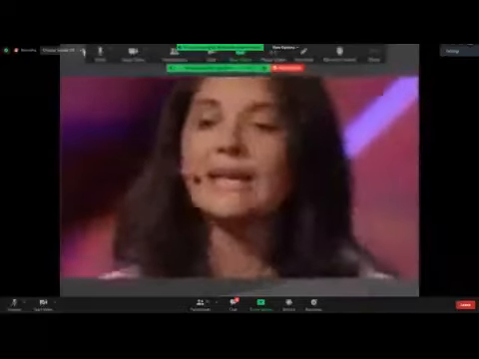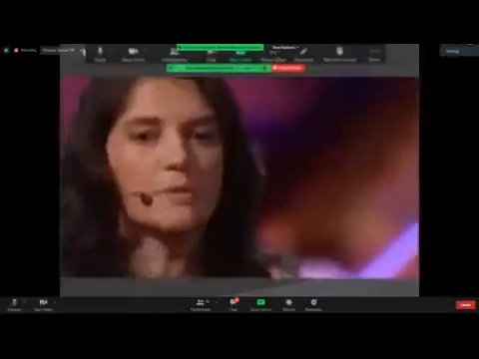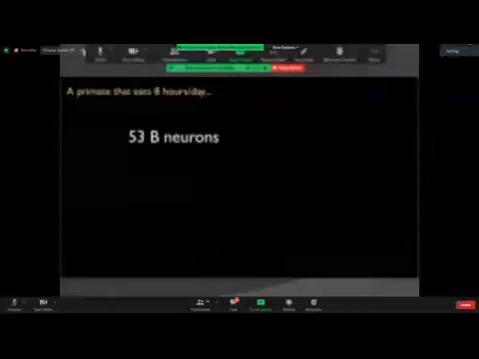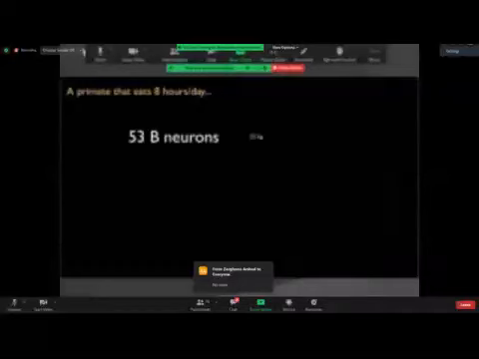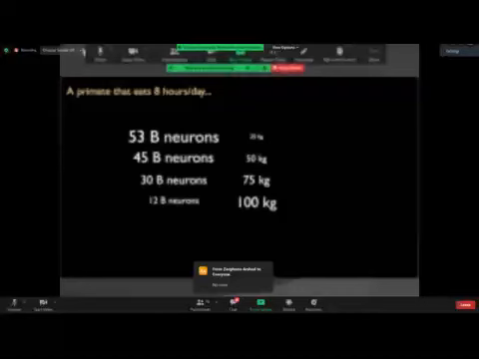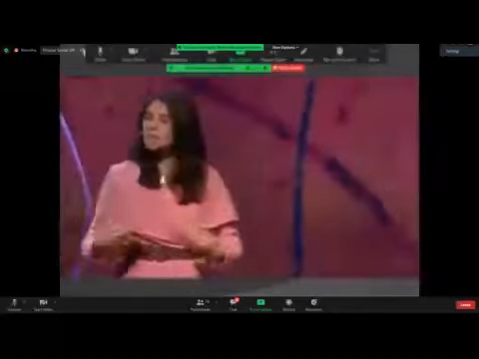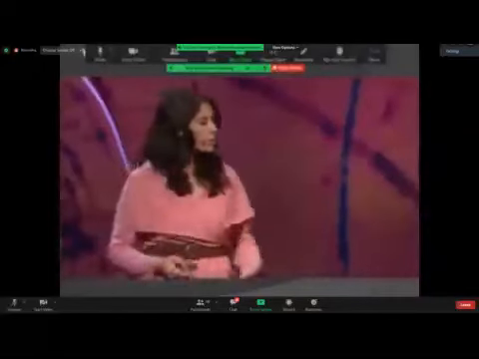And what we found is that because neurons are so expensive, there is a trade-off between body size and number of neurons. So a primate that eats 8 hours per day can afford at most 53 billion neurons, but then its body cannot be any bigger than 25 kilos. To weigh any more than that, it has to give up neurons. So it's either a large body or a large number of neurons. When you eat like a primate, you can't afford both.